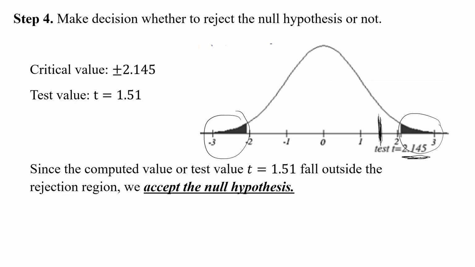Since the computed value or the test value of 1.51 fall outside the rejection region, we need to accept the null hypothesis. So, ano ba yung null hypothesis natin? Is mu is equal to 24.6. So, i-accept natin to, then reject the alternative hypothesis. Okay? So, ibig sabihin, tama yung 24.6 million cost ng paggawa ng isang movie.